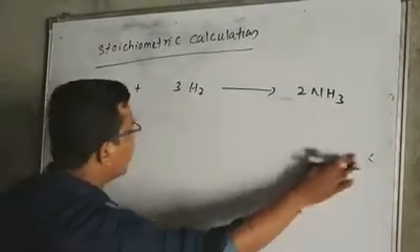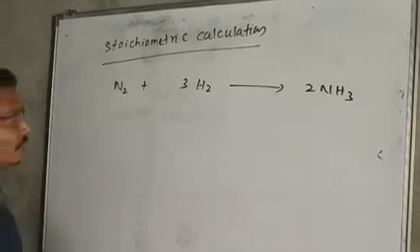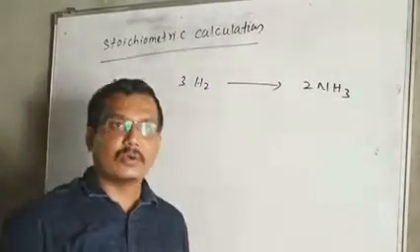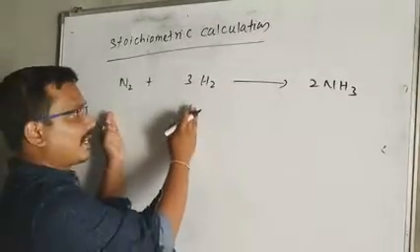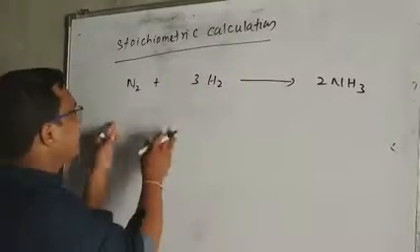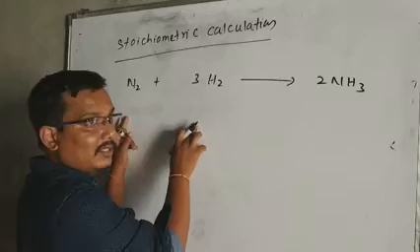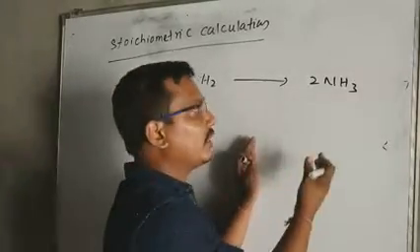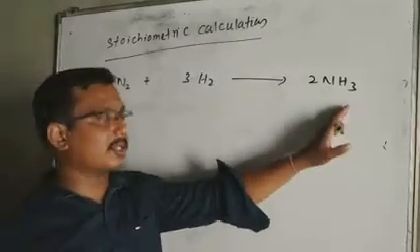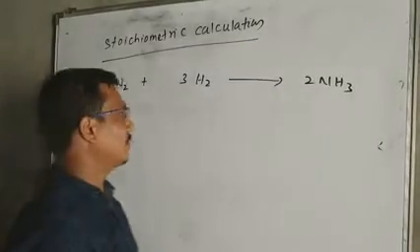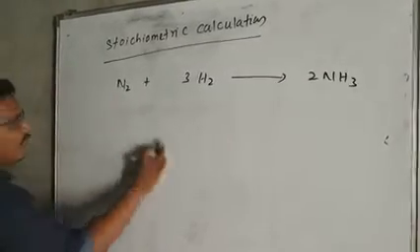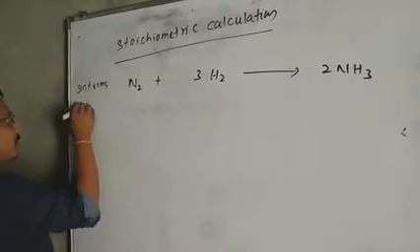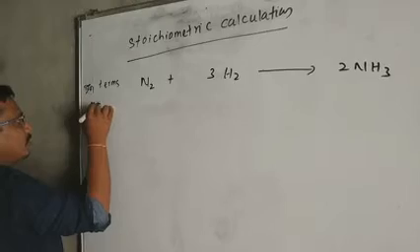Then what will be the relation predicted by the stoichiometry calculation? There are different ways by which we can relate the reactants with the products, and also we can relate the reactants among themselves. And if there are more than two products, then we can also relate them among themselves. Suppose you want to relate it in terms of molecules.